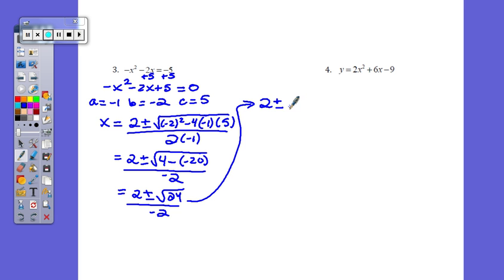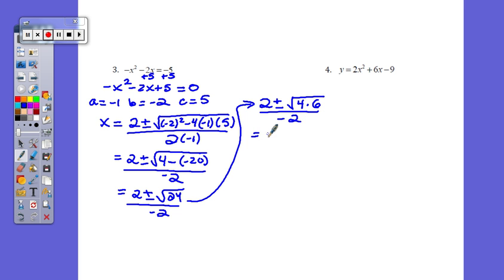I need to break this up into something, right? I know that the square root of 24, it's not quite simplified, but it's also not a perfect square. And so I need to split it up into two. I need to find the factors of 24. One of them's got to be a perfect square, right? And it has to be as simple as it can. And so I'm going to split this up into 4 times 6. Okay, and I'll still put it over negative 2.